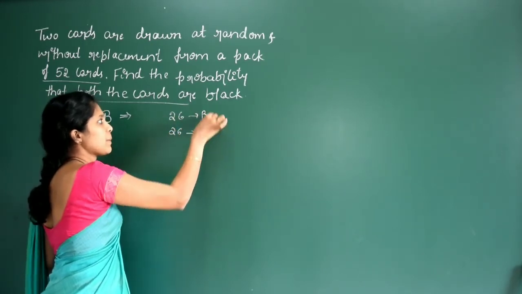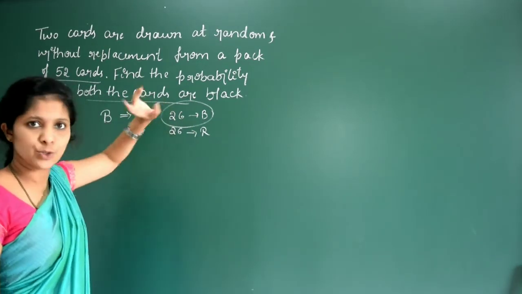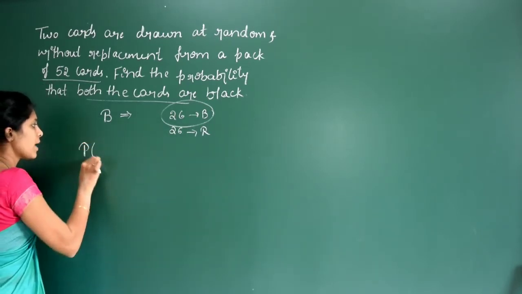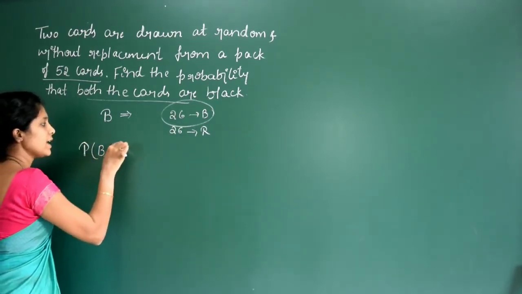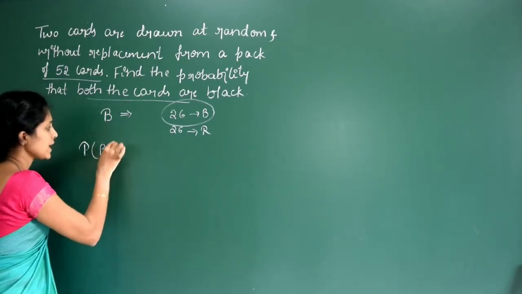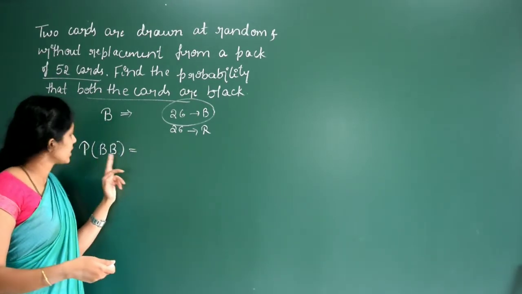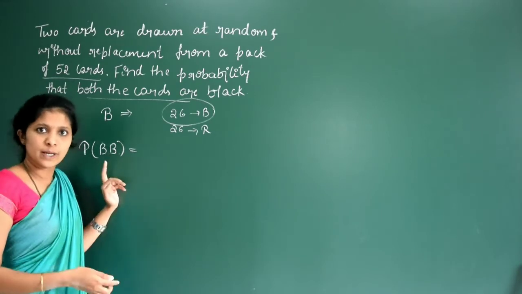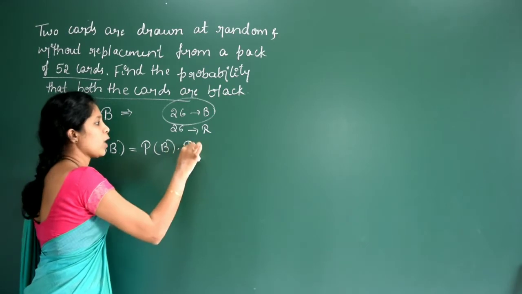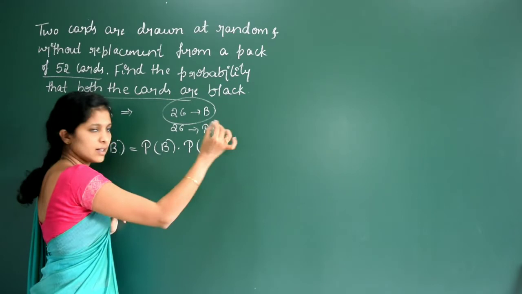Here we need to find the probability that both cards are black. So 26 black cards are there. Now we need to find P of B intersection B, or simply we can write this as P of B into B. The first B is drawing the first card black, and the second B is drawing the second card black. So the formula will be P of B into P of B given B. One black card has already occurred, so another black.